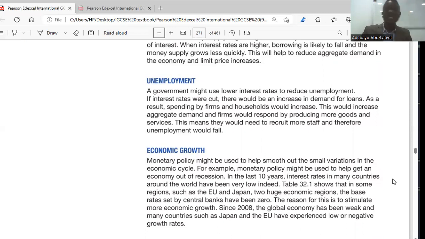The first one we talked about, which is inflation, is contractionary monetary policy. At that point in time, government is trying to reduce aggregate demand. To reduce aggregate demand, government uses contractionary monetary policy. To increase aggregate demand, government uses expansionary monetary policy. When they use expansionary monetary policy, it reduces unemployment.